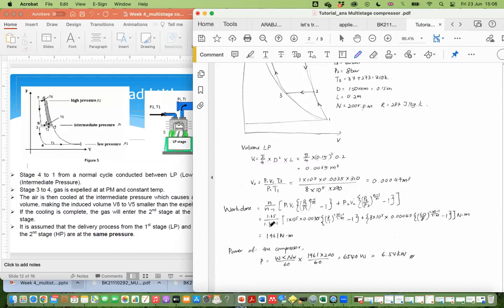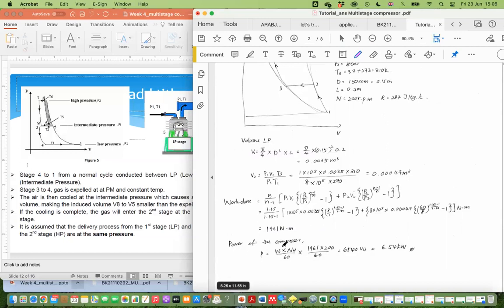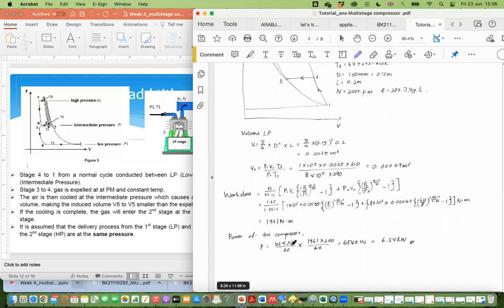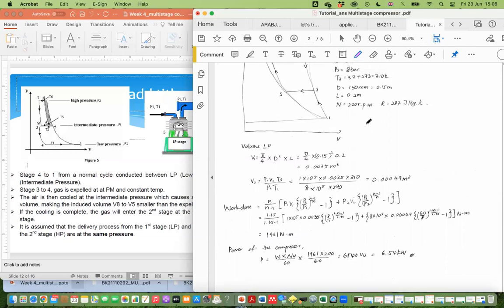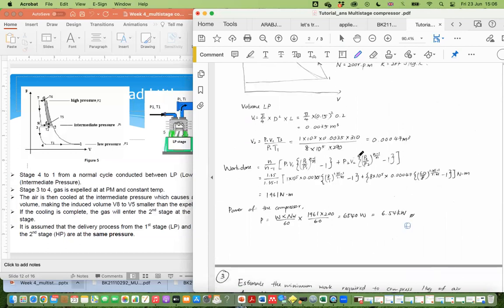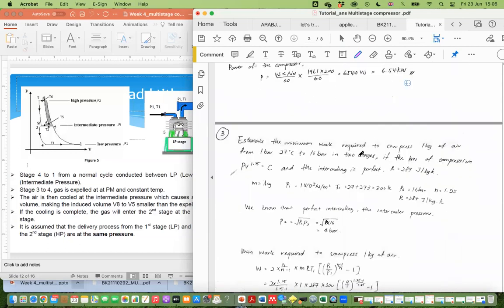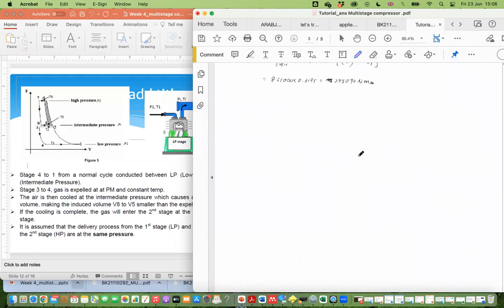But now we need to find out the power. So the power is the work times the RPM. And don't forget, RPM is per minute, so we need to change it into seconds. And therefore, you get your power. That's it.